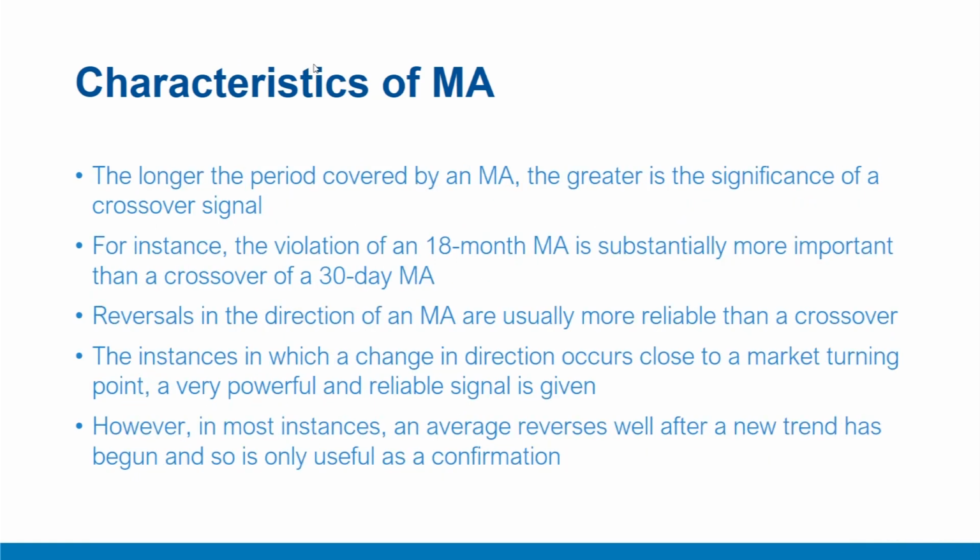Generally speaking, the longer the time span covered by an MA, the greater the significance of a crossover signal. For instance, the violation of an 18-month moving average is substantially more important than a crossover of a 13-day MA. Reversals in the direction of an MA are usually more reliable than a crossover. In instances in which a change in direction occurs close to a market turning point, a very powerful and reliable signal is given. However, in most instances, an average reverses well after a new trend has begun and is only useful as a confirmation.